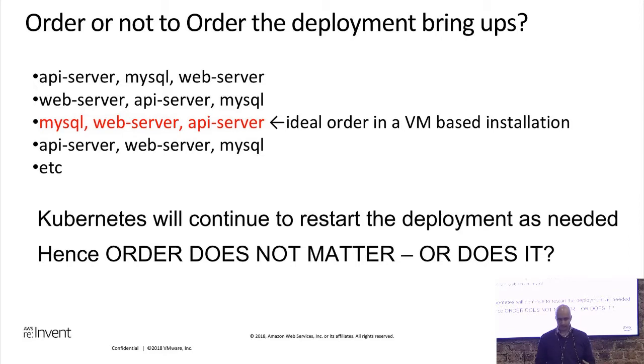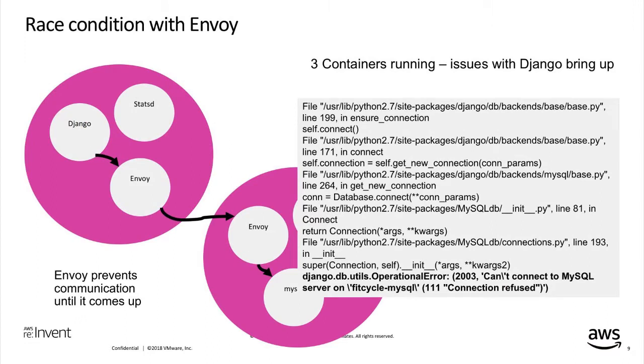And so let's think about what this means. So if I don't care about the order, or even if I do care about the order, here's what happens in a deployment with Istio. I've got a simple Django-based server in a pod that I'm running, and I've got a statsd sidecar. I've injected Envoy into my pod, and I bring it up. But when I look at the log files from Django, it can't connect.